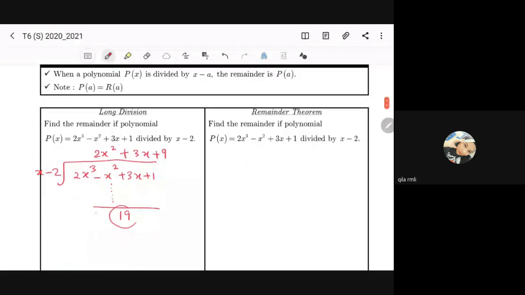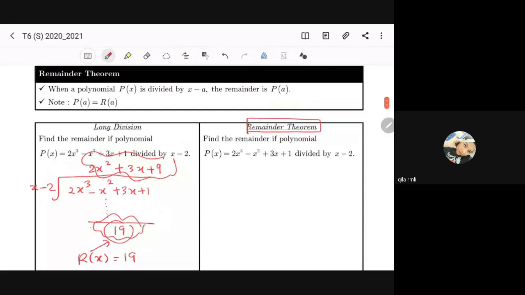19 is the remainder. Okay. So from the long division, we can find the quotient and the remainder. Okay. But we have an easier way to find the remainder, which is called the remainder theorem. Okay, so how to find the remainder? By using the theorem. Okay, first, this is the divisor, x minus 2.